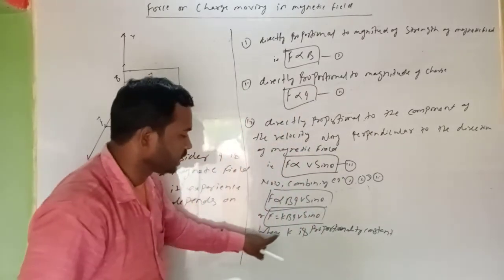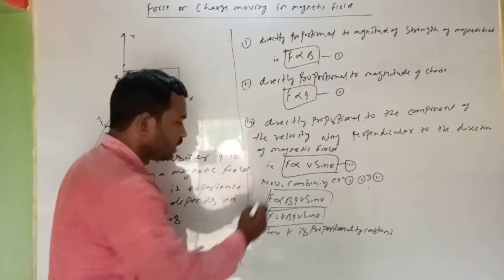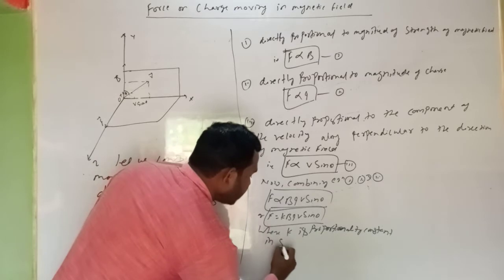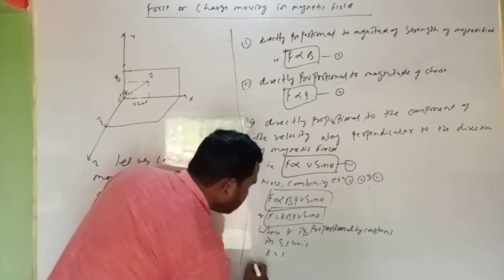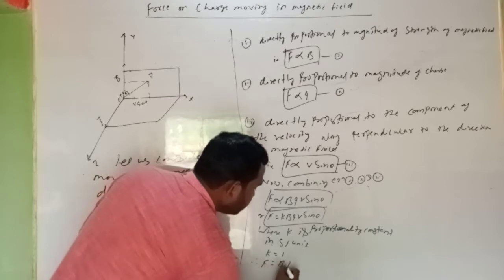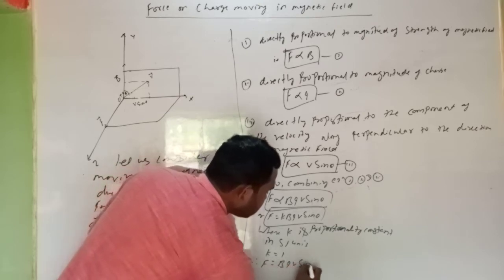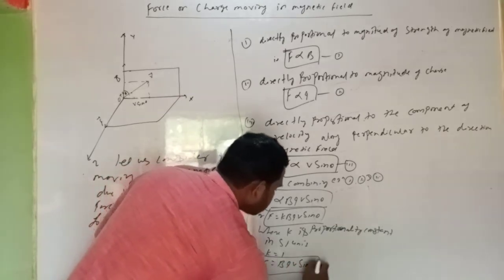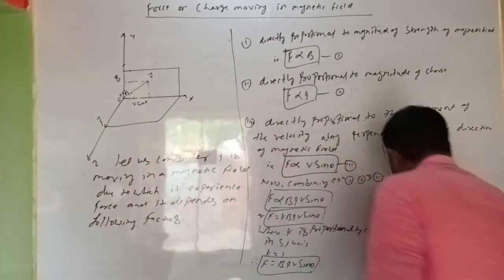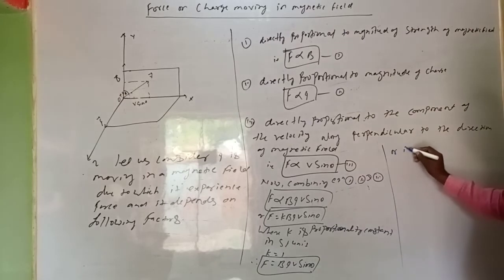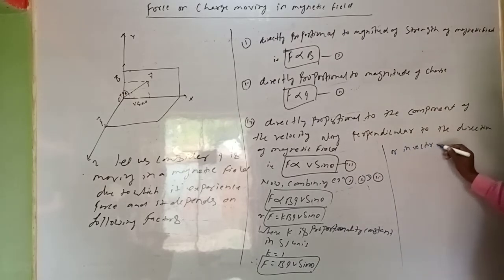I have written where K is the proportionality constant. It means in SI units K is equal to 1, therefore F is equal to BQV sin theta. Okay students, so this is the force that you got. You can also write it in vector form.